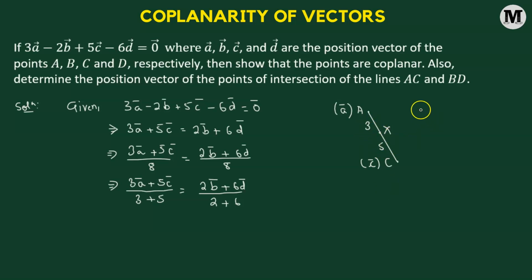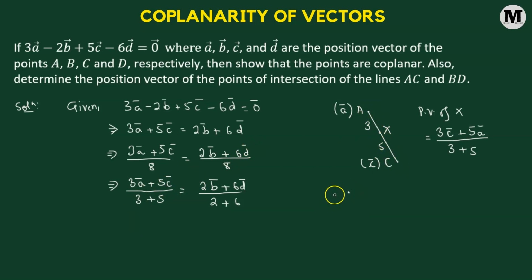Then we can define the position vector of the point X according to the internal section formula. So we take 3 and multiply it with the position vector of point C. That gives us 3c vector added to 5 times the position vector of A, so that's a vector. This will be divided by 3 plus 5. So that means the left hand side of the expression tells us the position vector of a point X, which divides the line joining AC in the ratio 3:5.